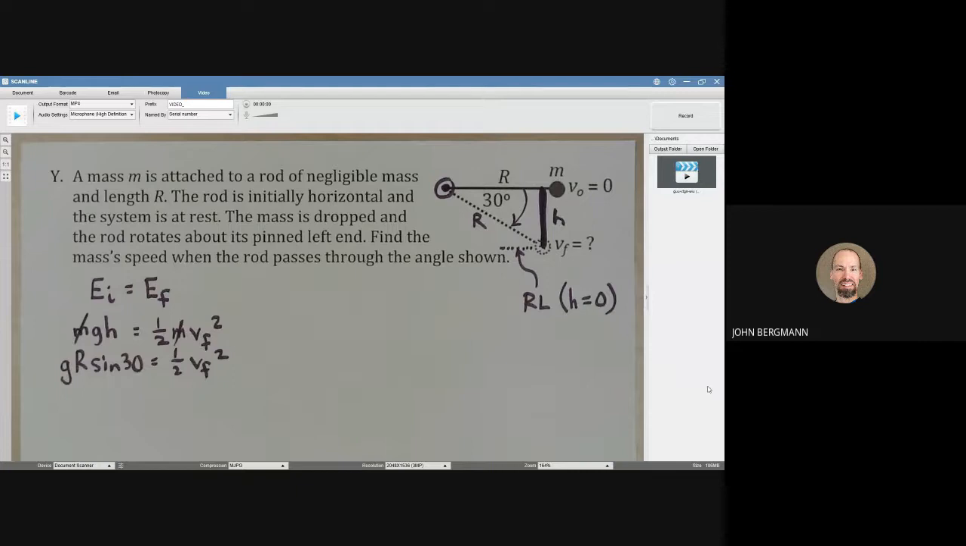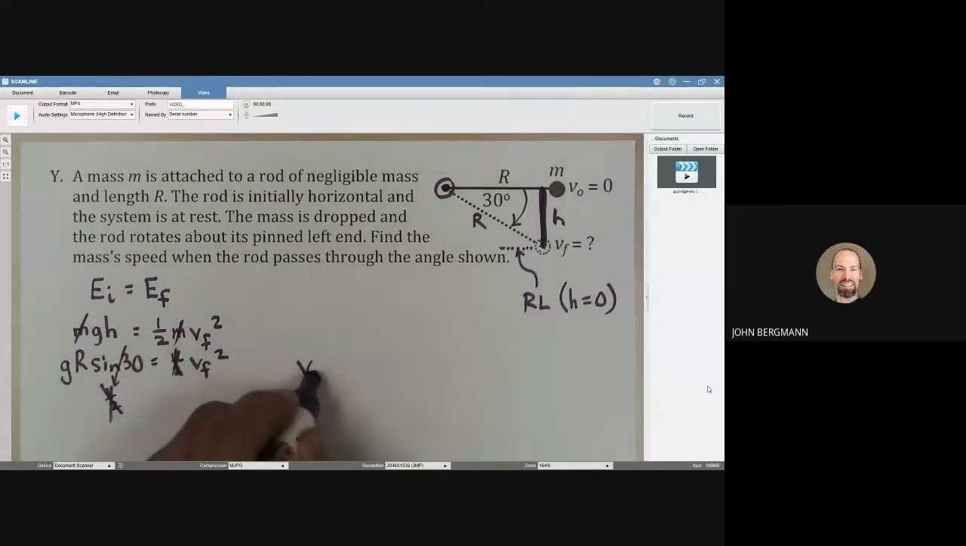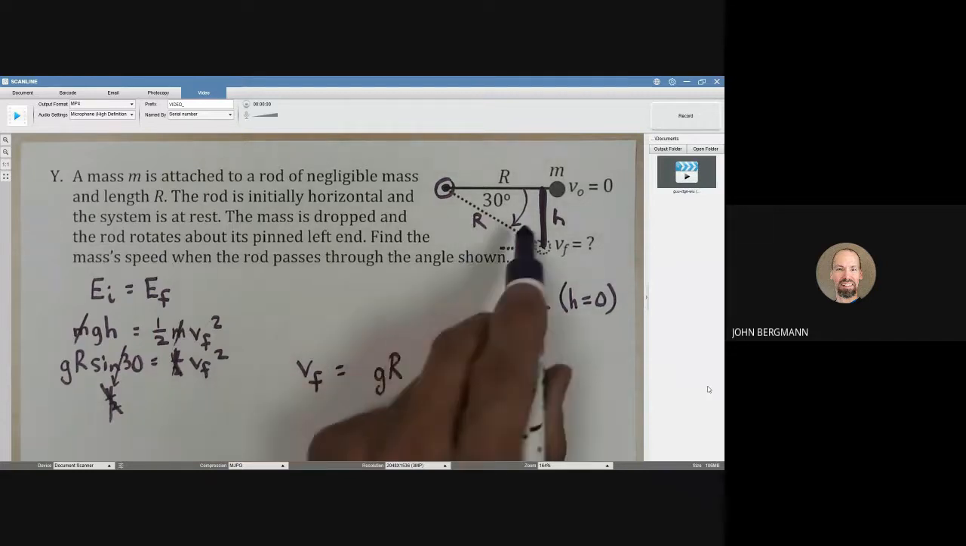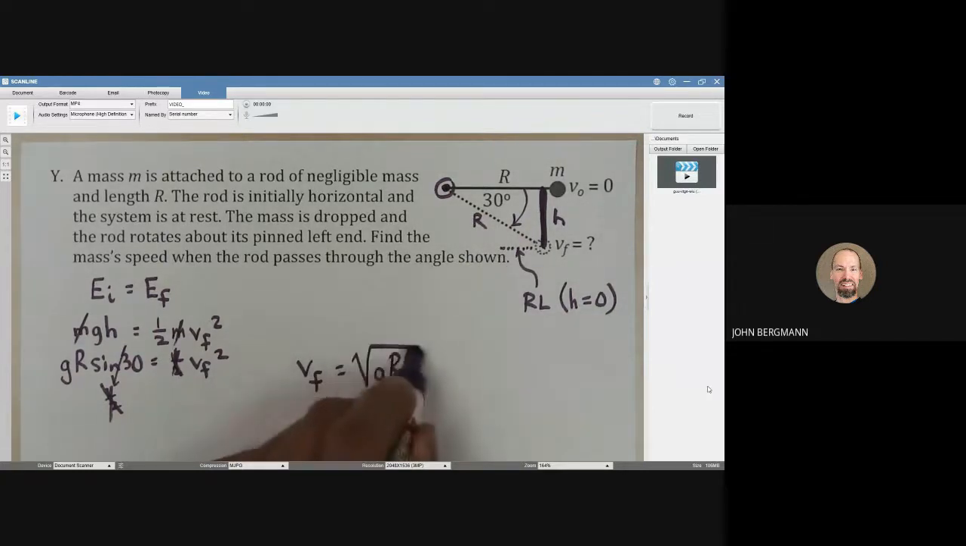Can we do the sine of 30 in our head? I think we can. The sine of 30 is actually 1/2. So the 1/2s cancel. There you go. In terms of the variables that are given, v final is going to be the acceleration due to gravity times r, square rooted.